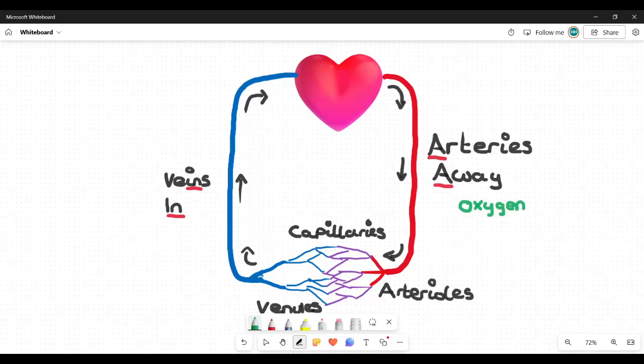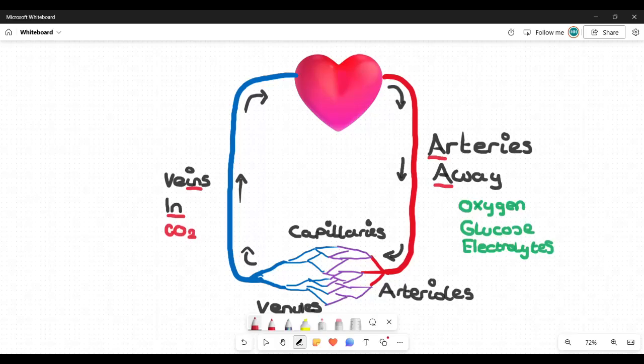They deliver oxygen, nutrients such as glucose and electrolytes, and hormones to the tissue, and facilitate the expulsion of waste products such as carbon dioxide, lactate, and urea, the byproducts of energy production.